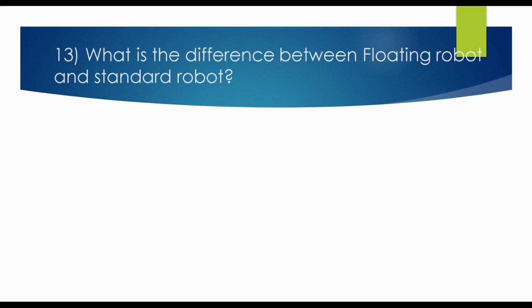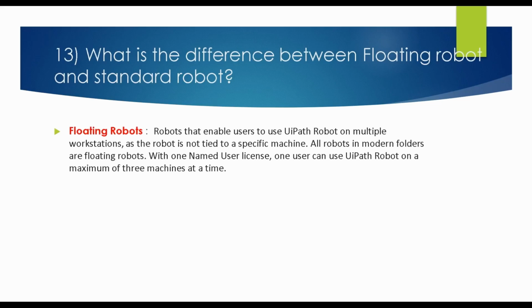What's the difference between floating robot and a standard robot? Floating robots are robots that enable users to use UiPath robot on multiple workstations as the robot is not tied to a specific machine. Okay. All robots in modern folder are floating robots with one named user license. One user can use UiPath robot on a maximum of 3 machines at a time.